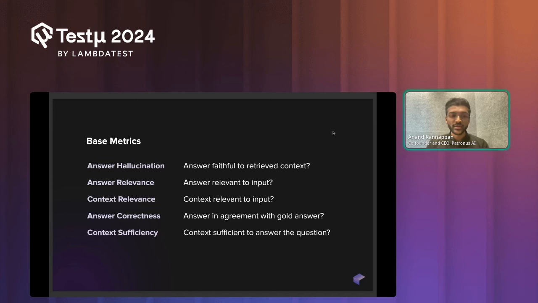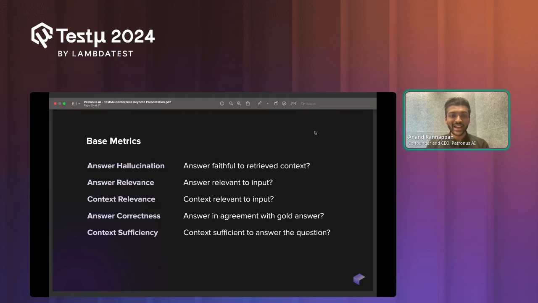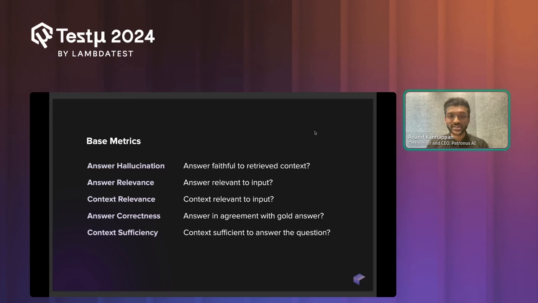And so the five purple boxes you saw here are exactly what these metrics actually are. And so that includes things like measuring for answer hallucinations, answer relevance, context relevance, answer correctness, context efficiency. And each of these things are very, very important to making sure that you get a very high performing system at the end of the day.